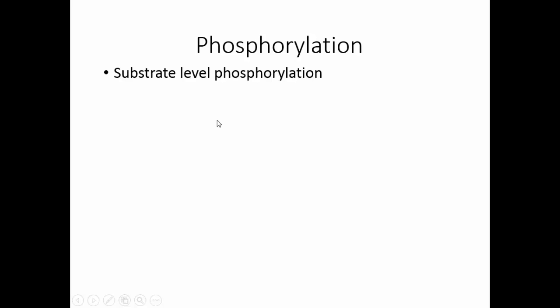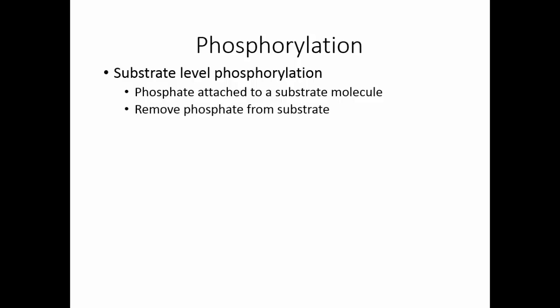Substrate level phosphorylation occurs when there is a phosphate attached to a substrate molecule. When we break the phosphate off, we get enough energy from that broken bond to add the phosphate to ADP.